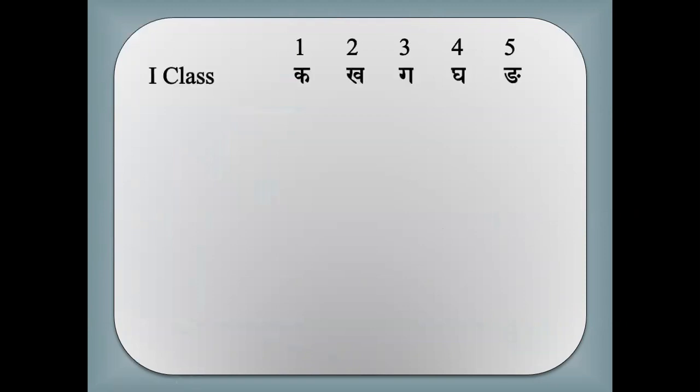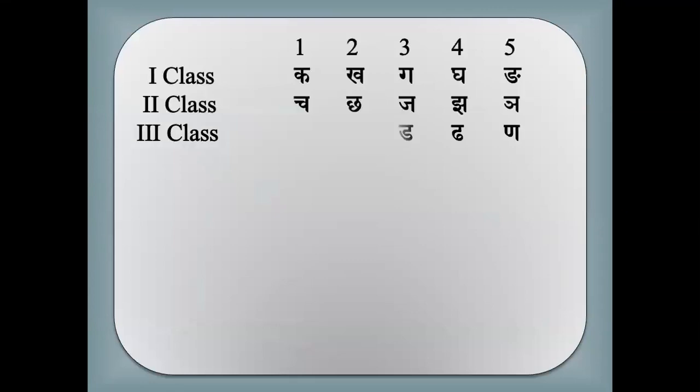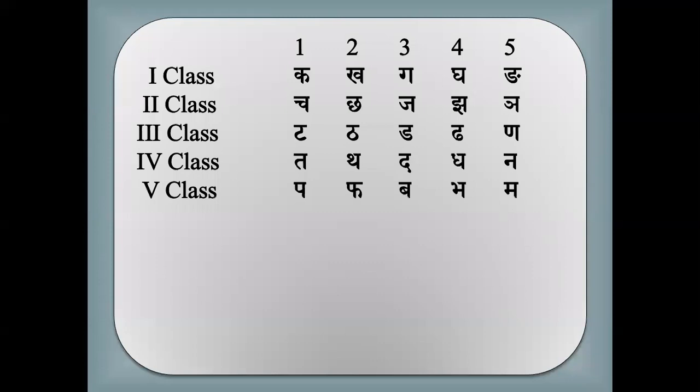You can see the first class: ka, kha, ga, gha, nga. Second class: cha, chha, ja, jha, nya. Third class: ta, tha, da, dha, na. Fourth class: ta, tha, da, dha, na. Fifth class: pa, pha, ba, bha, ma.